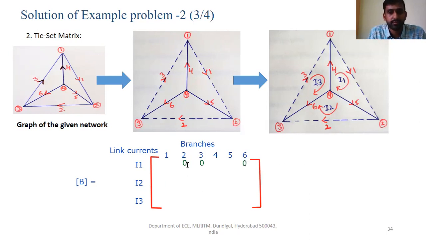Now let us see with respect to branch number 1. Let us look into the orientation of branch number 1 here. The orientation of branch number 1 is the same as I1, because based upon the link direction only we have made this loop direction. So obviously the directions are going to be the same. If it is the same, the element is going to be equal to +1.